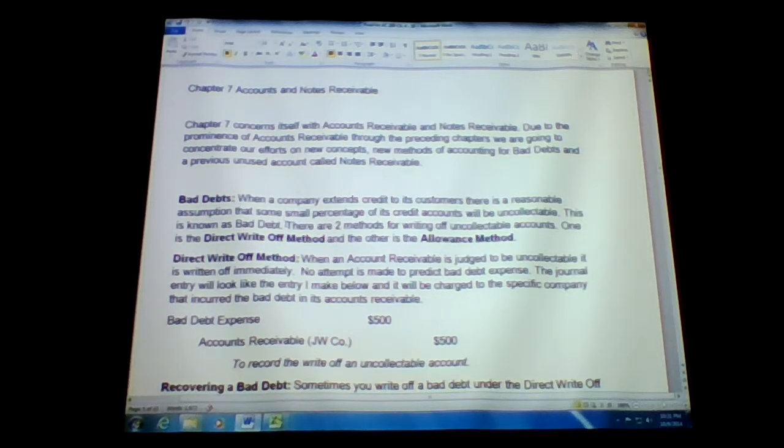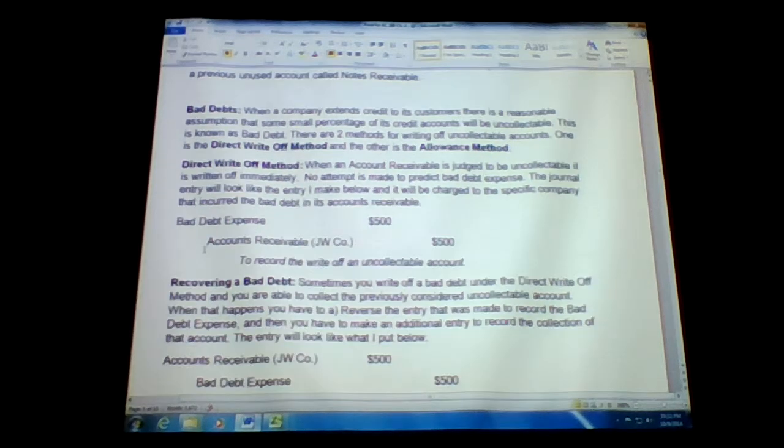There are two methods for writing off uncollectible accounts. One is the direct write-off method, and the other is the allowance method. Under the direct write-off method, when an account receivable is judged to be uncollectible, it is written off immediately. No attempt is made to predict bad debt expenses. The journal entry will look like the entry I make below, and it will be charged to the specific company that incurred the bad debt in its accounts receivable.